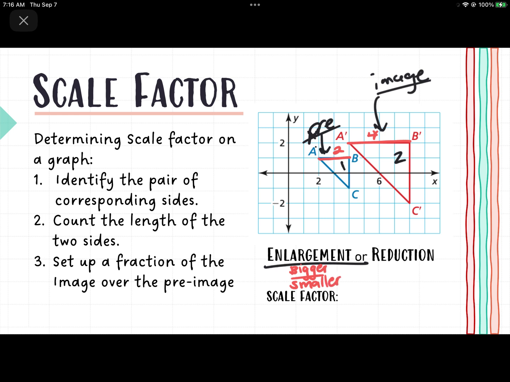And when we do a reduction, you guys will see that we always put the smaller number on top and the bigger number on bottom. Okay, so this is an enlargement, so the bigger number goes on top. 4 over 2 is 2.